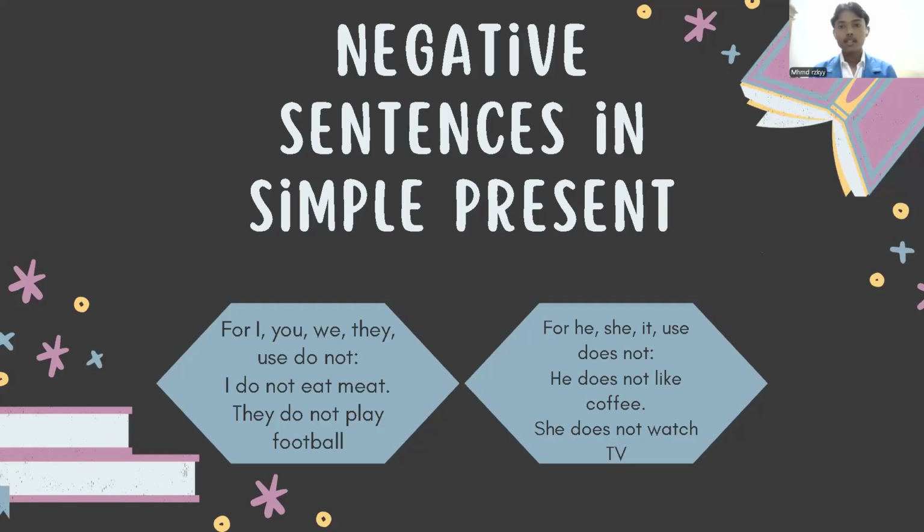Negative sentence in simple present tense. To make a negative sentence in the simple present tense, we use do not or does not before the base verb. For I, you, we, they, use do not. Example, I do not eat meat. They do not play football. For he, she, it, use does not. Example, he does not like coffee. She does not watch TV.